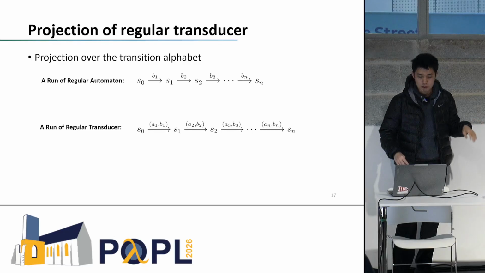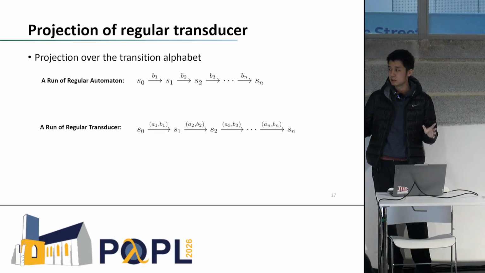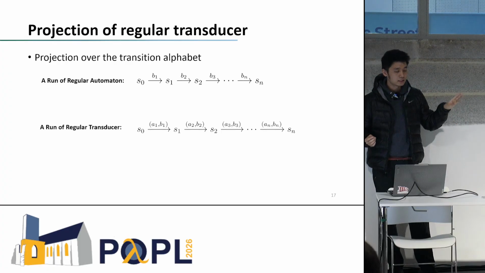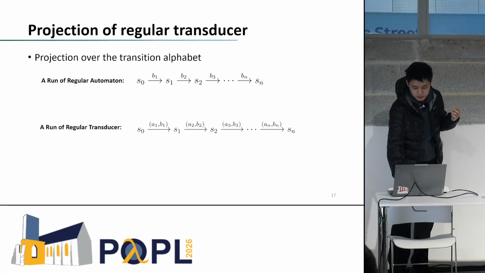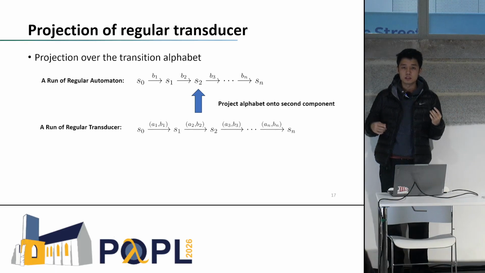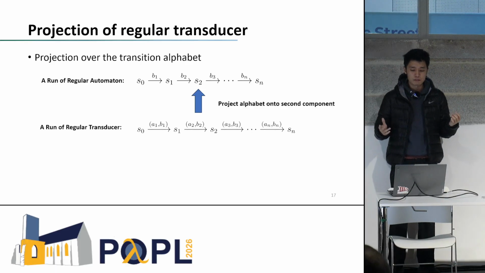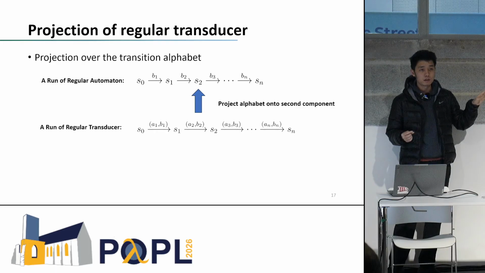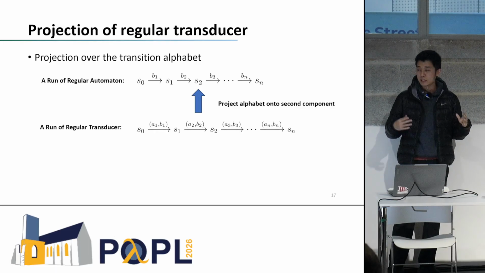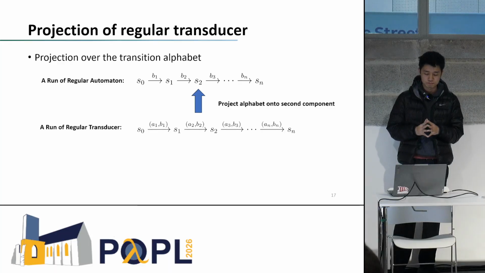And in our projection step, we first get an input of a regular transducer, which is length preserving. This length preserving regular transducer will accept a pair of letters on each step, which is A1, B1, then it goes to state S1, S2, and finally to the state Sn. What does the projection step do here? It converts the regular transducer into the regular automaton by projecting the input alphabet of the transducer onto its second component. That is, we are going to eliminate all of the letter A inside the transducer, so that every run of the regular transducer will correspond to a run inside the regular automaton.